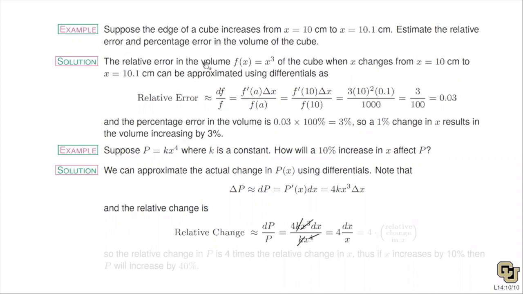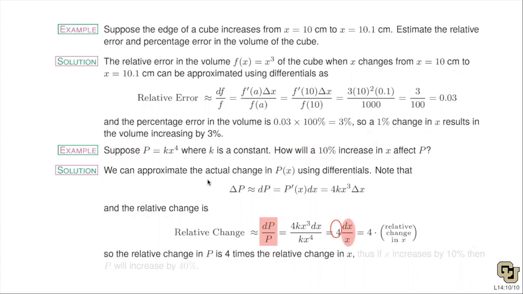And dx over x, this is the relative error or relative change in the input variable x. And so what we're seeing here is that the relative change in P is equal to 4 times the relative change in the input variable x.